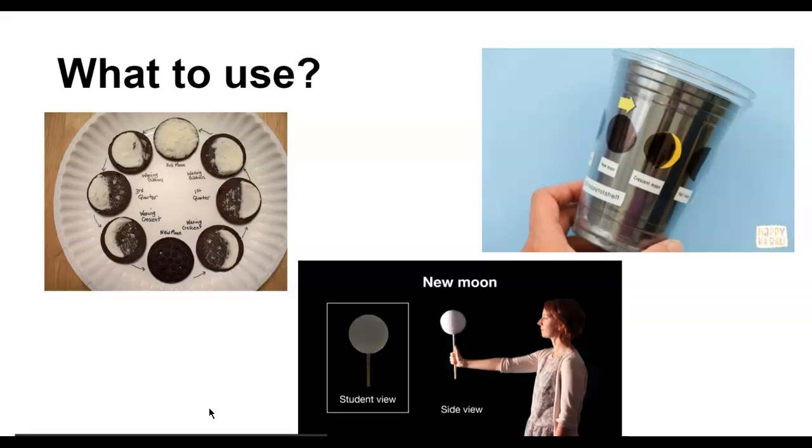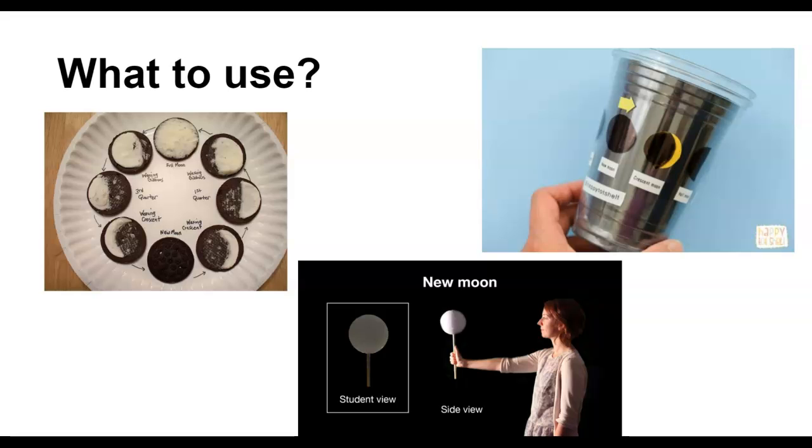So what to use? We have a picture here of some Oreos in the Oreo moon phases. Over here we have something that kind of hit Pinterest not too long ago, and then we have a picture of somebody using a ball and stick model and a light source in order to do moon phases. So we definitely have 3 distinct models. Now, while each one of these is considered a model, the question for teachers when deciding what to use in the classroom is, what will students learn from this?